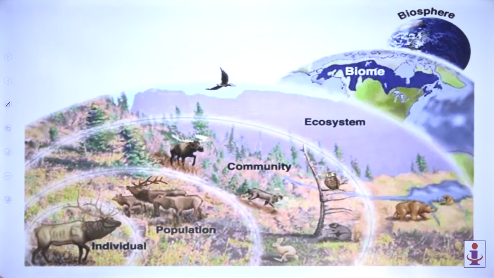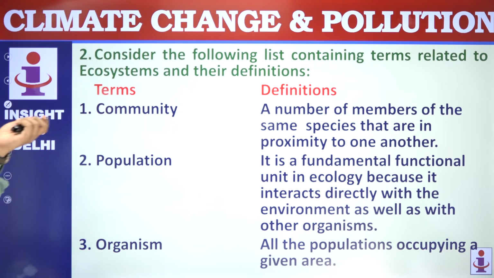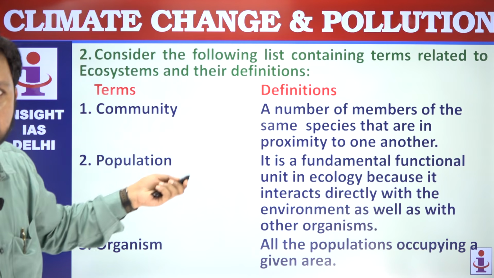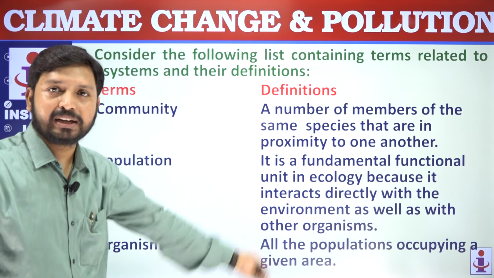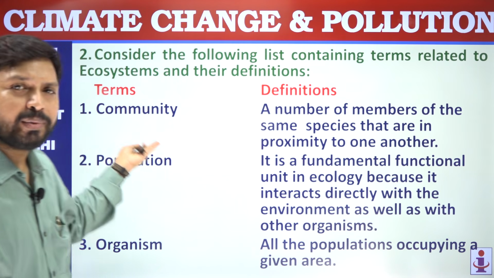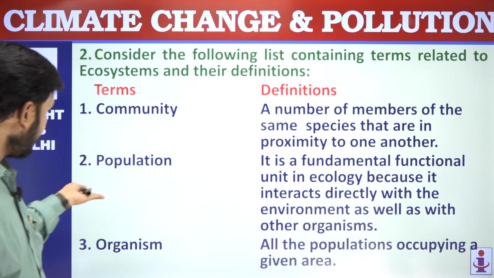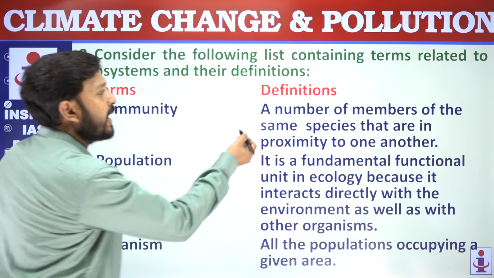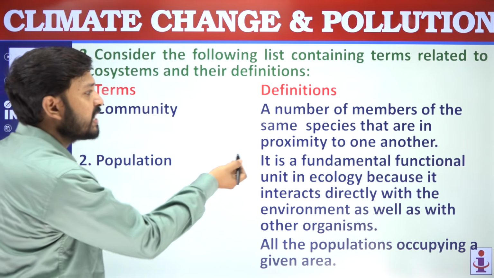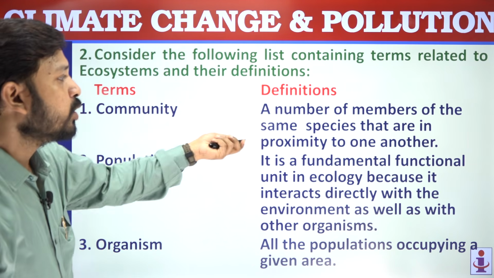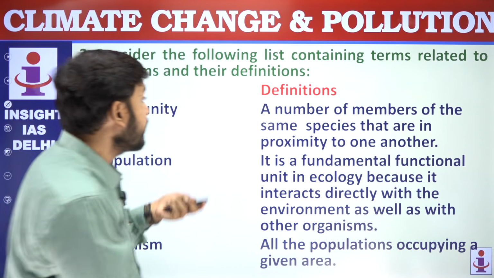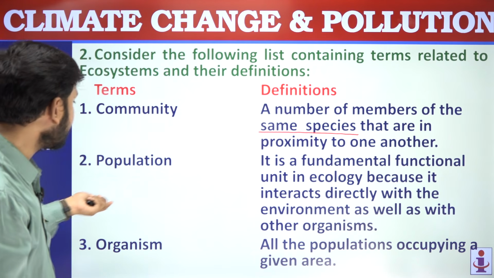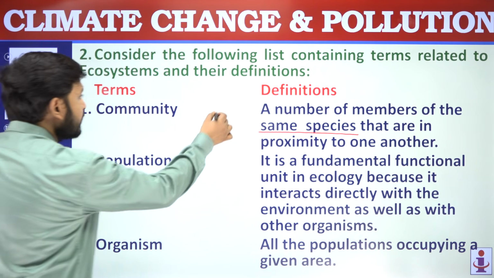Let's go to the next question. Consider the following list containing terms related to ecosystem and their definitions. They have given some terms and definitions. We have just seen community, population and organism. Directly we'll read: community, a number of members of the same species that are proximate to one area. They have said the same species, and we have just seen that same species comes under population. So this was given wrong.